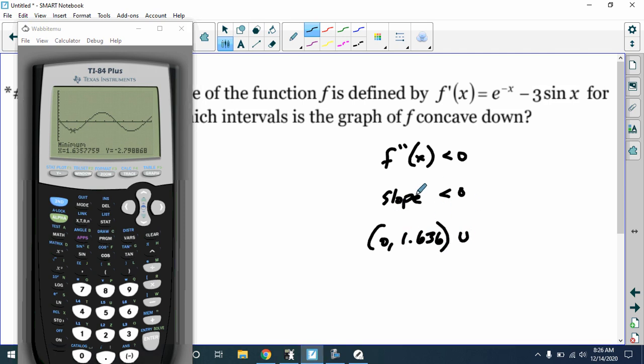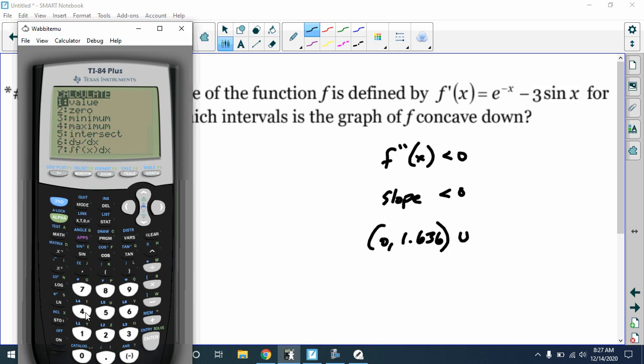Remember, we're looking for when the slope is negative. So now my slope's positive, so that's not what I want. But then the slope's negative again, starting here and going until this point, and then it's positive for the rest of the interval. So I need this point and this point. This one's a maximum.